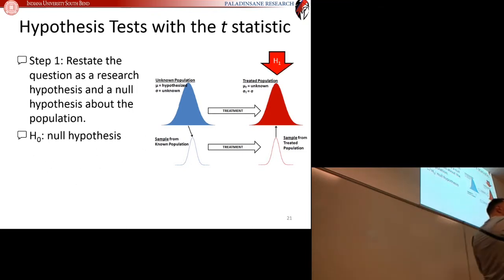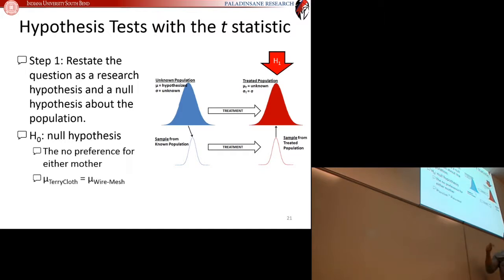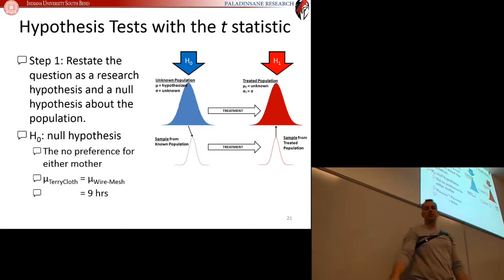Your null hypothesis is that there is no preference between the two mothers, and that would mean that the time spent with the terry cloth mother is going to be the same as the time spent with the wire mesh mother. We know from the question that they spend 18 hours a day with both mothers. If there's no preference, they'll spend 9 hours per day with both mothers, 9 hours with the terry cloth mother, and that is our hypothesized population right there. So maybe that population exists of no preference, mother-loving monkeys, right? But that's our hypothesized population. Is that the population that they belong to?